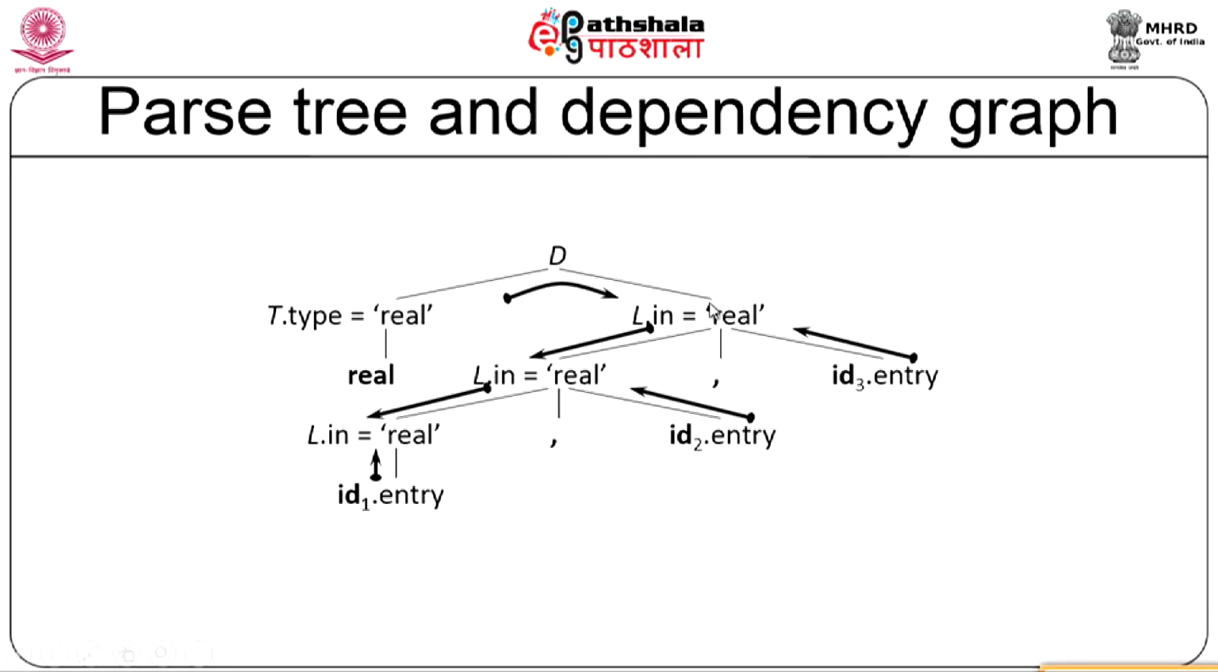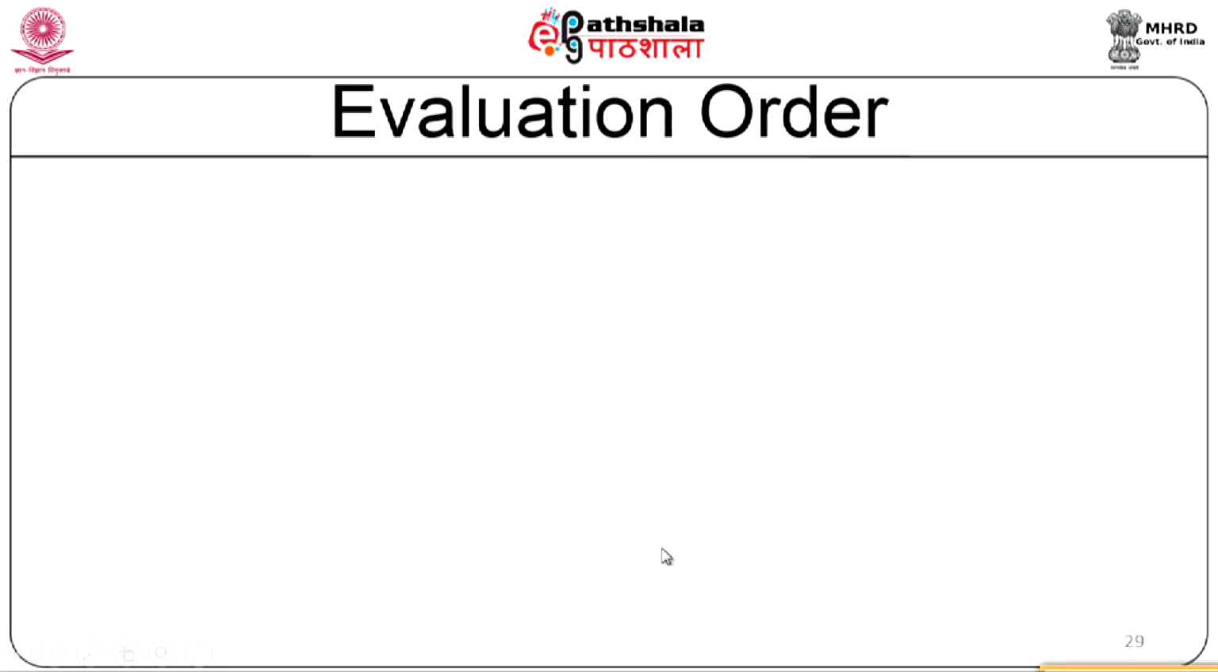What happens? The value real, that is the type here, real, depends on the value from here. As I said, for which value depends upon which value, there is an arrow towards the dependent node from the originating node. Similarly, here I have L.in equal to real, this is id.entry. So, this value influences this value, which again influences this value, and this value has the id given from here. So, this is a dependence graph.